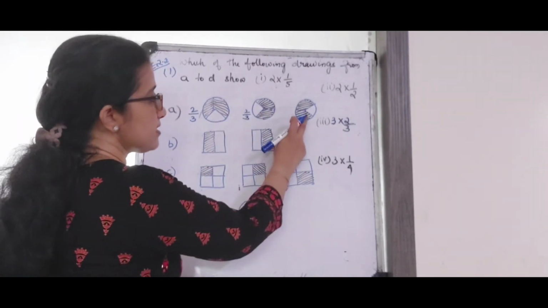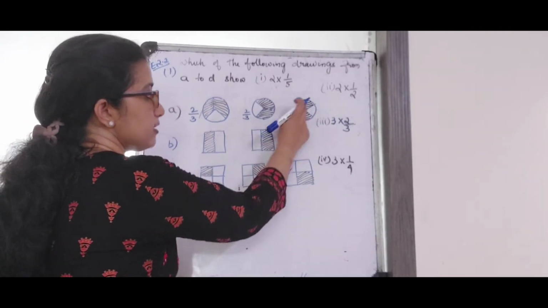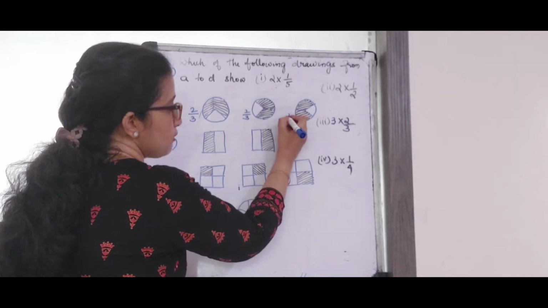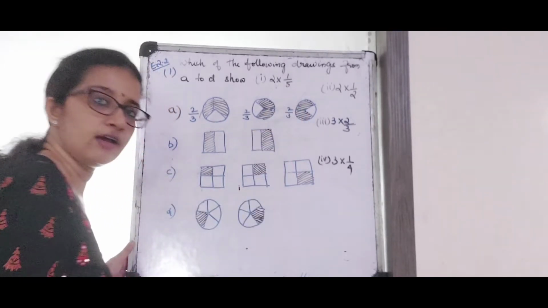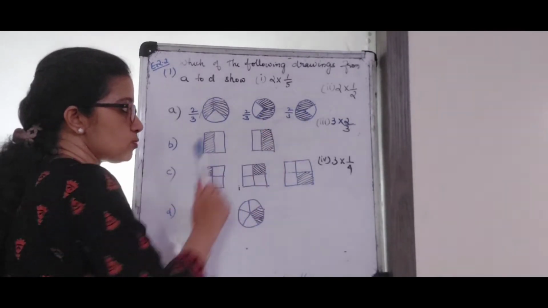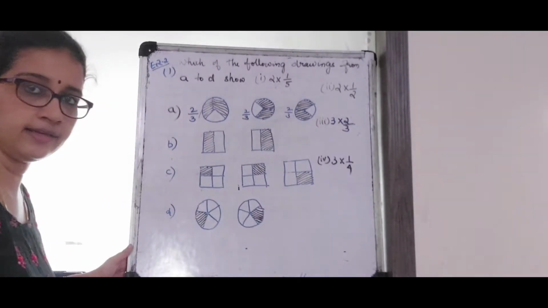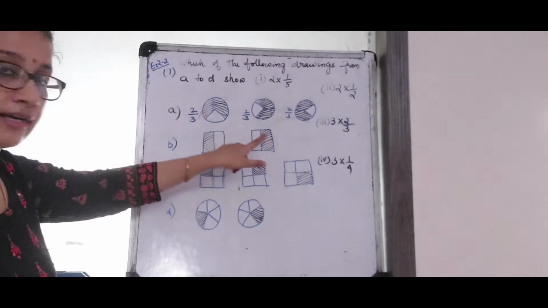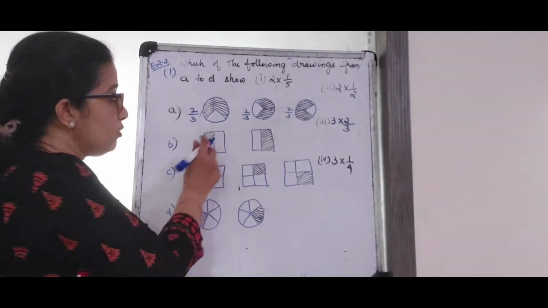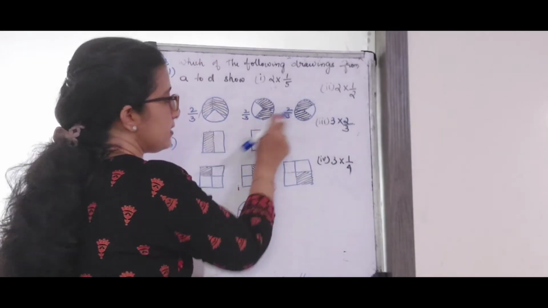And what about this? This is also a circle, divided into 3 parts and 2 are shaded. So again, out of 3, 2 are shaded. So for A, all the 3 figures correspond to 2 by 3, 2 by 3, 2 by 3. And how many circles are there here? 3 circles. 1, 2, 3. So how can you write this? 3 into 2 by 3.